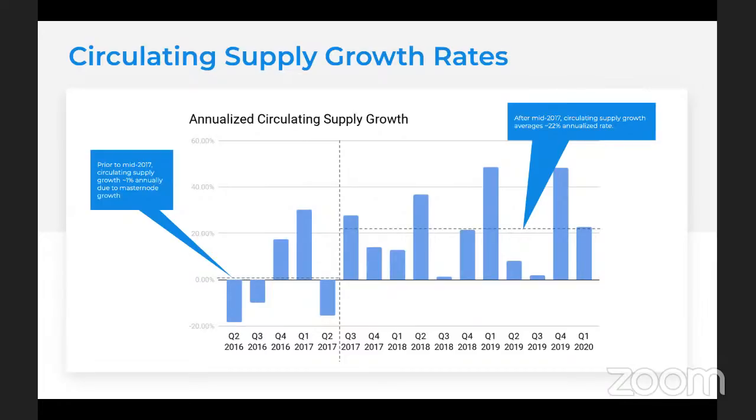Now, after mid-2017, if we plot this going forward, this is when the circulating supply really started to grow at a pretty rapid rate. In fact, if you average this over this time period, it's been averaging about 22% annualized growth rate. And so our coin supply began to grow very quickly during this time frame. And it's continued to be high here in 2020. And we'll talk more about that and some of the projections that we now have.